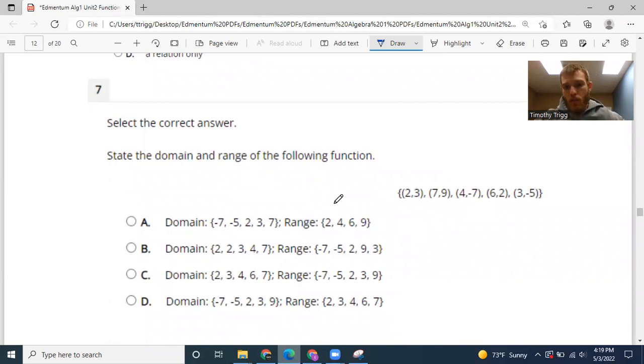The domain represents the inputs. The range are the outputs. So for the domain, for example, you would list out all the inputs. So 2 is in the domain, for example. And then for the range, list all the outputs, the Y values. So for example, 3 is in the range. Okay.